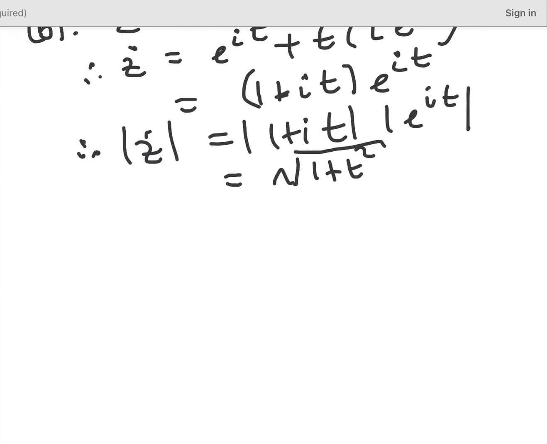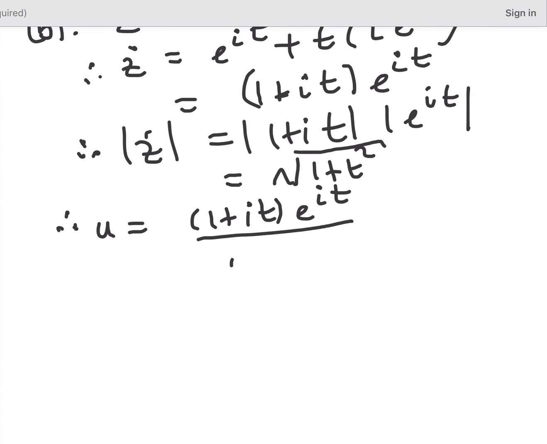So therefore the unit tangent u, which is z dot divided by the mod of z dot, is 1 plus it times e to the it, divided by the mod of z dot, which is the square root of 1 plus t squared. That's the equivalent of your unit tangent vector.